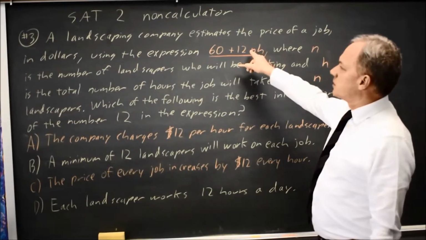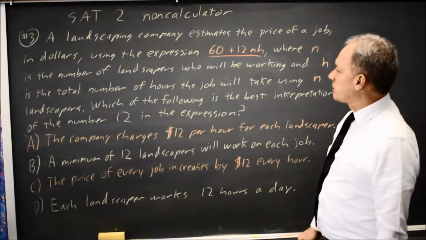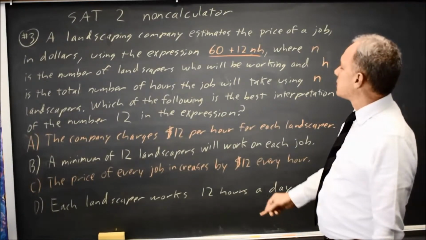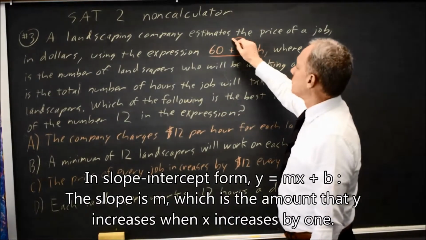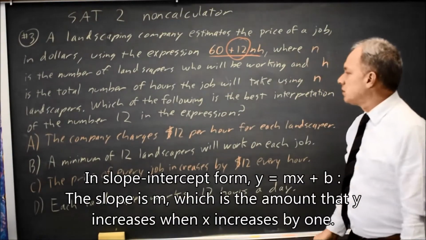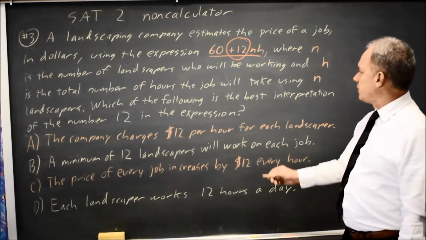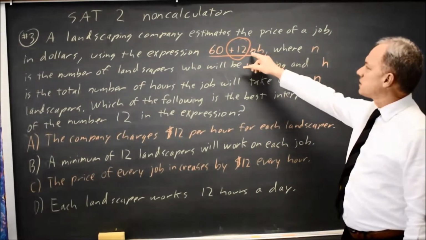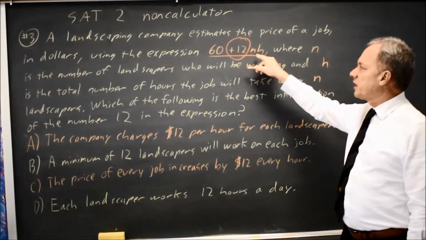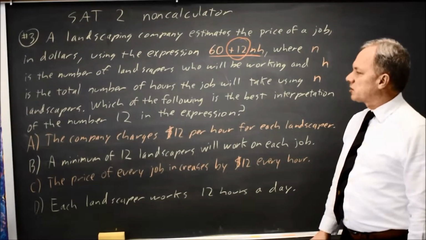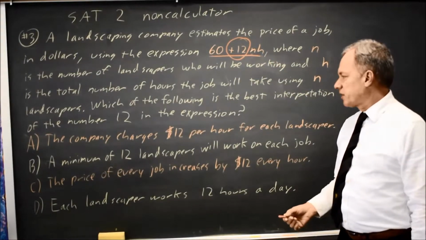In particular, n is the number of landscapers, h is the number of hours the job will take using n landscapers. Which of the following is the best interpretation of the number 12 in context? Choice A, the company charges $12 per hour for each landscaper. Since h is the number of hours and n is the number of landscapers, 12nh does sound like a charge per hour for each landscaper. But let's check the other answers.